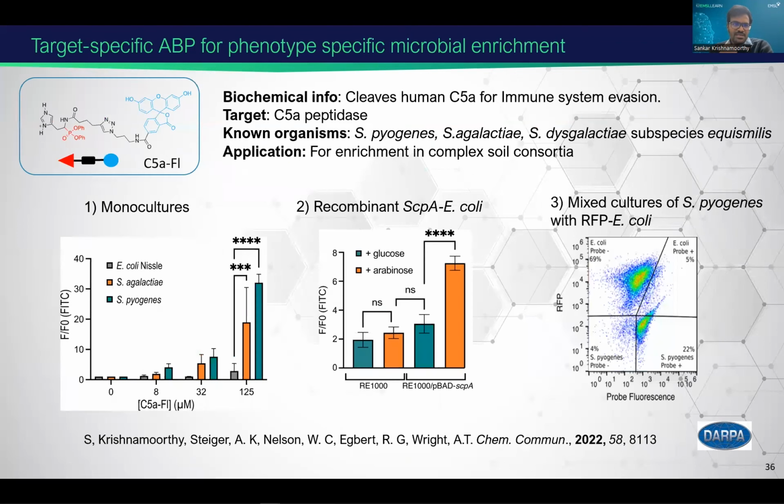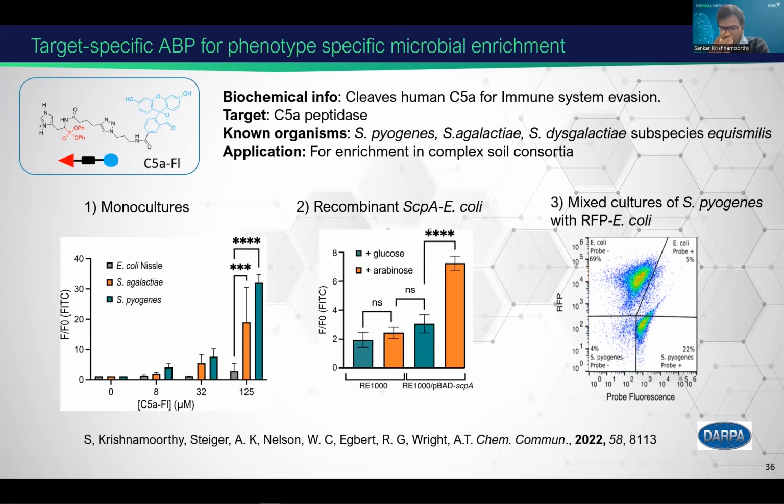In the next slide is one specific example where we developed a probe that targets one particular type of enzyme involved in the immune system evasion phenotype of pathogenic streptococci. The data that you see is from flow cytometry, where we did an initial validation with target species and a negative control. These are from monoculture labeling with the probes. You can see the target organisms are labeled compared to the negative control.